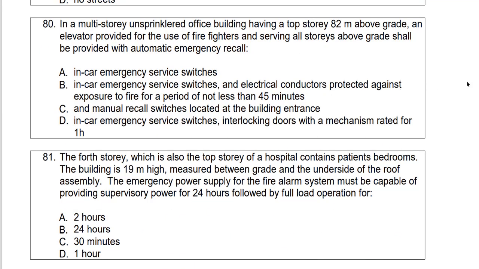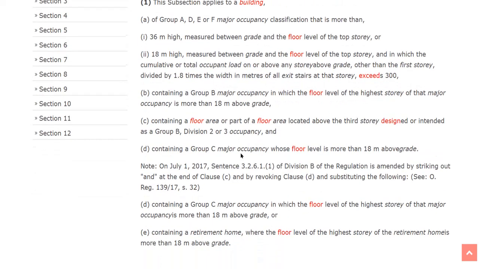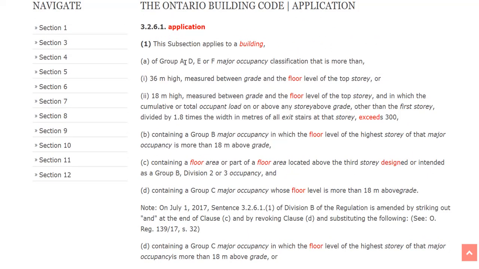So in a multi-story unsprinklered office building having a top story 82 meters above grade, what have we just gathered from that question? It's a multi-story unsprinklered building. It's 82 meters above grade. It tells you the height of the building. So when you look at 82 meters, what comes to mind? Well, if I go through this here and look at A, D, E, and F, a building that is more than 36 meters in height above grade is considered a high building.